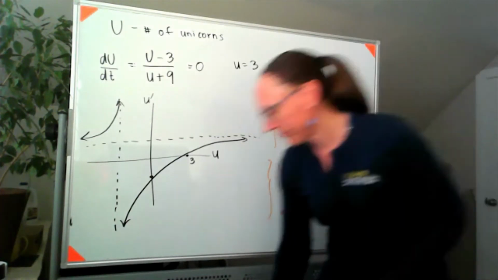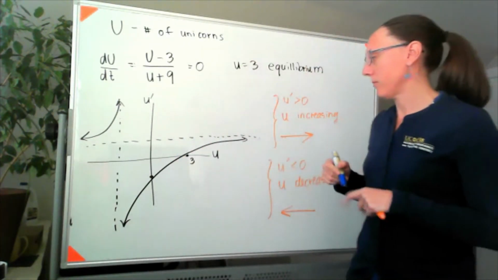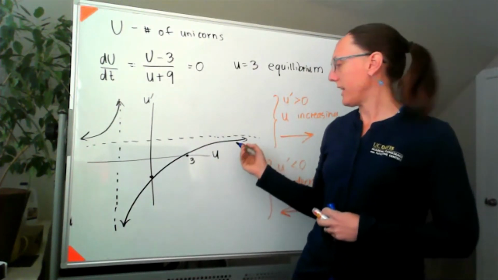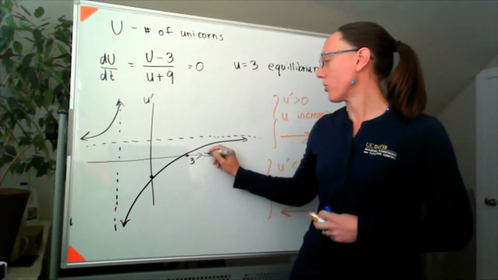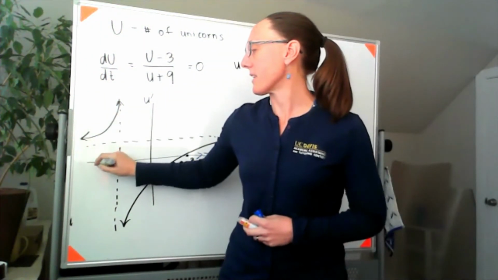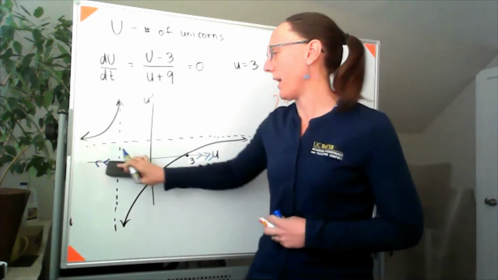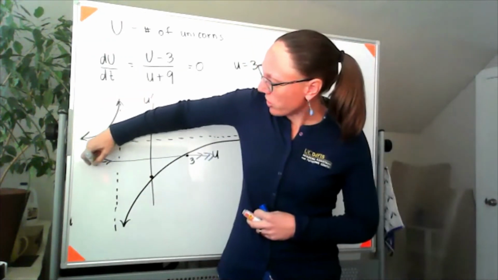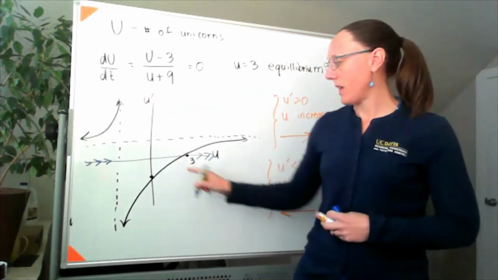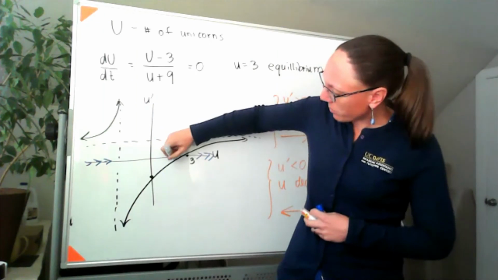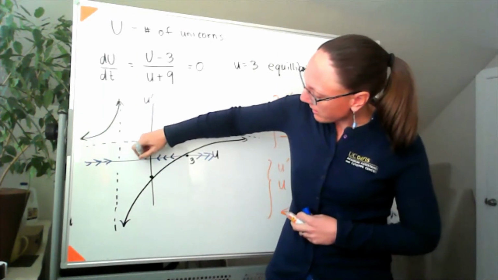So here, we're above the axis, we're getting pushed to the right. And over here, we're also above the axis. Oh, so we're getting pushed to the right. I don't know where my arrows were going there. We're above the axis, so we're getting pushed to the right. And everywhere in here, we're below the axis, so we're getting pushed to the left.